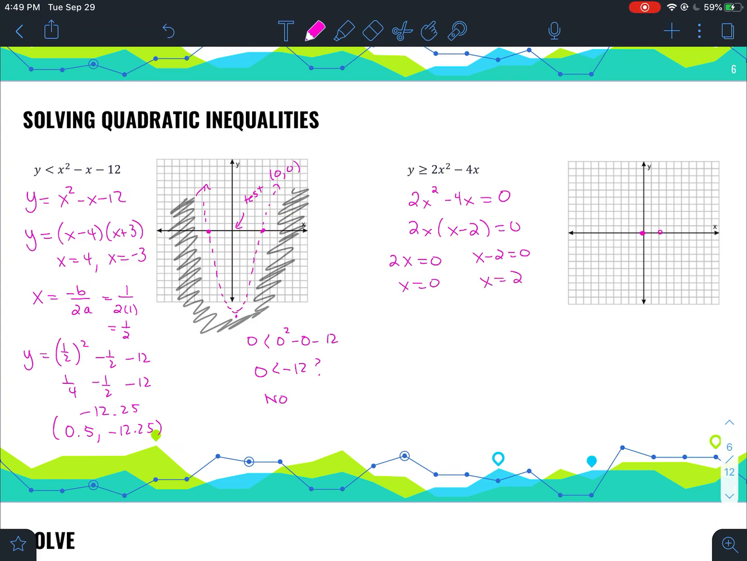So 0 and 2. And then if I want to find the vertex, the x-coordinate will be at the opposite of b over 2a. So this would be at positive 4 over 2 times 2. So the x-coordinate of my vertex is 1. And then if I plug that in, it would be 2 times 1 squared minus 4 times 1, which would be 2 minus 4. So my vertex is going to be at the point 1, negative 2.